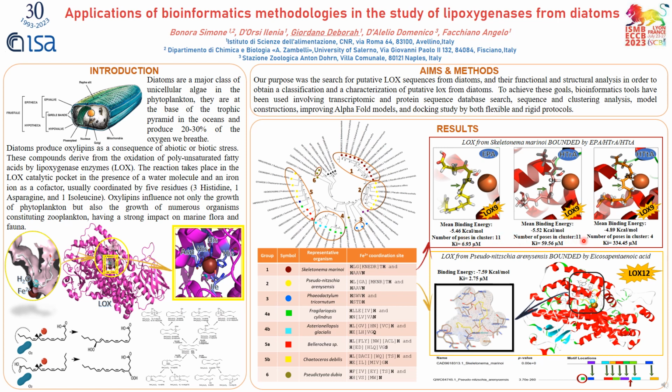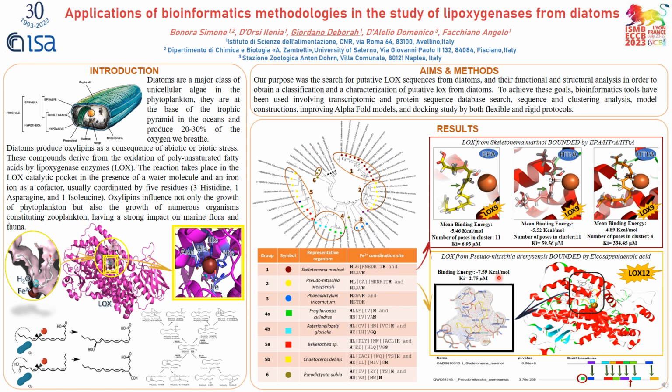Looking at the binding energy, we can see that there is a preference of this LOX for EPA and hexatrienoic acid. For the docking of LOX from Pseudo-nitzschia arenysensis with EPA, it is possible to see that the LOX type is LOX12, due to the extraction of the hydrogen from EPA carbon 10. The pocket composition shows two aromatic peripheral residues, according to other LOX12 structures available in the Protein Data Bank. Binding energy and inhibition constant are comparable to the redocking study on the LOX12 crystallographic complex, for which results are not shown in this poster just for space reasons.